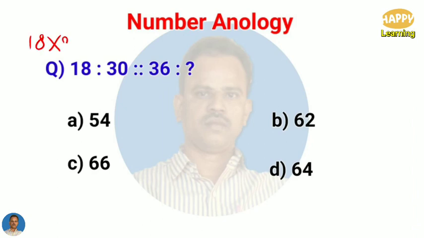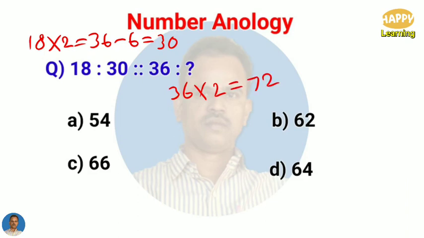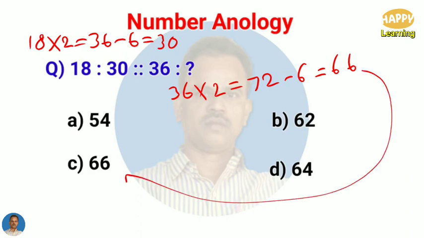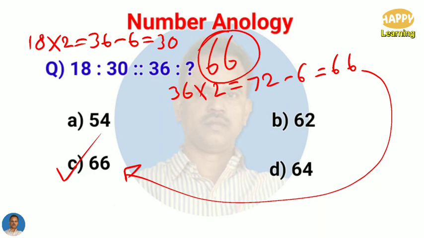18 into 2 equal to 36, minus 6 equal to 30. Similarly, 36 into 2 equal to 72, minus 6 equal to 66, and it is there. So 66 is the answer. Option C is the answer. Okay, right.